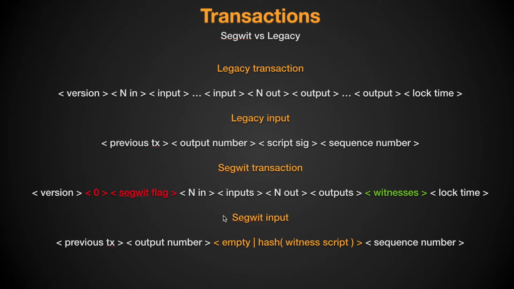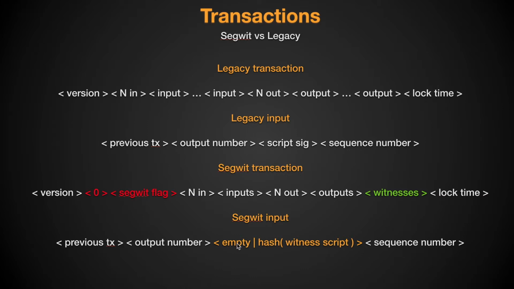In the case of a segwit transaction, first we get a flag that basically shows that this is a segwit transaction, and then all this information from the inputs, the signatures and the public keys, goes to the witness instead of the input. And this witness is not used to generate the transaction ID, so the transaction ID will be the same for all valid signatures. In the input we have either an empty script sig or just the hash of the witness script for nested segwit addresses.